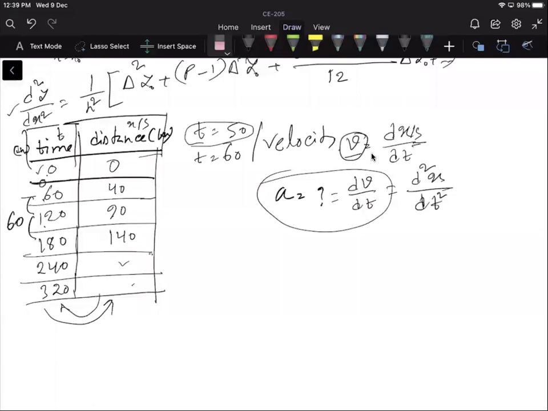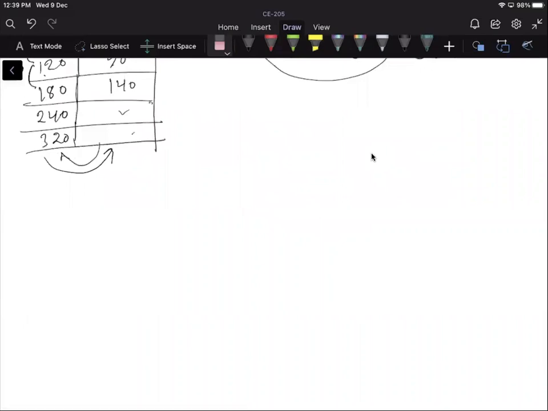And another formula, you have Newton's. This will be for your self-study. Other formulas will be for your self-study. Derivatives of Newton's backward difference formula.